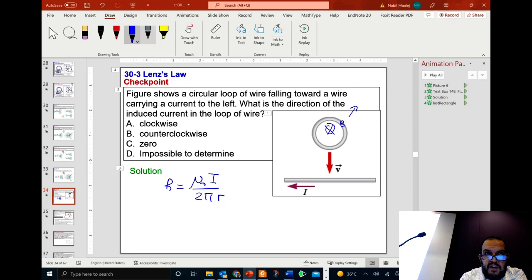So the induced magnetic field has to oppose the change. So it has to be outside. Let me draw it in red. So B induced has to be outside. For it to be outside, I can determine the current. If I point my thumb in this direction of the current and swing with my 4 fingers, it will be outside. So it is counterclockwise. So the induced current and induced EMF are in the counterclockwise direction. So the correct answer is B.